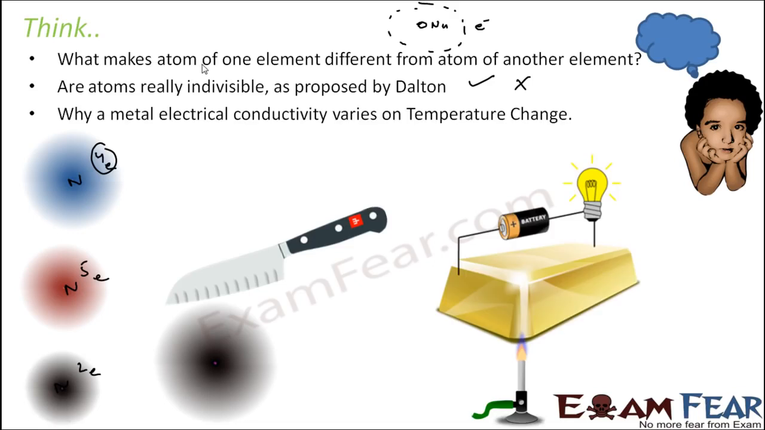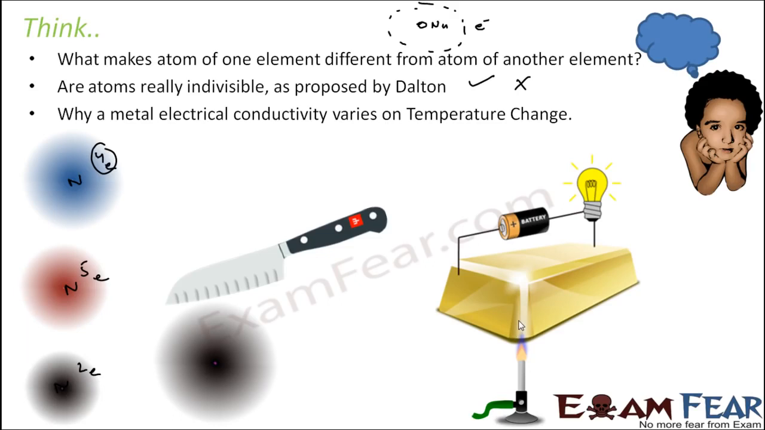Also, if you can do this experiment in the lab, if you take a metal and you try to create this circuit, and when you heat it, you'll see that more current flows. You can put some meter here to read the amount of current flowing. So the metal conductivity actually varies with temperature change. It generally increases with temperature change. The question is why it is happening, right?